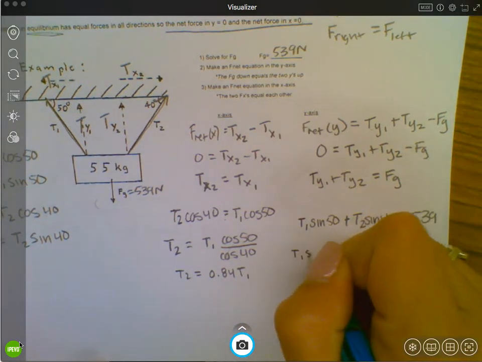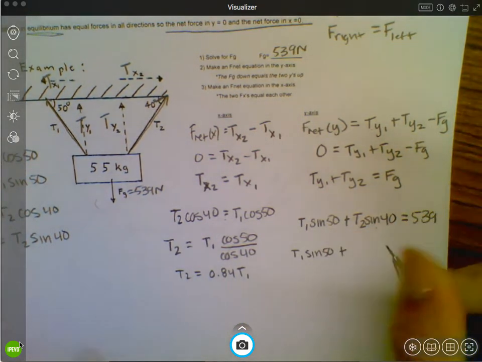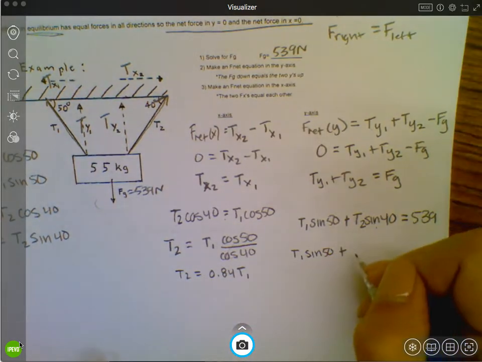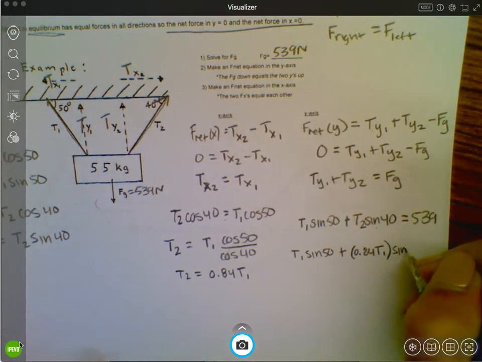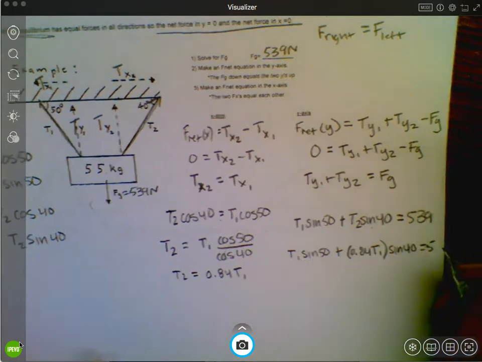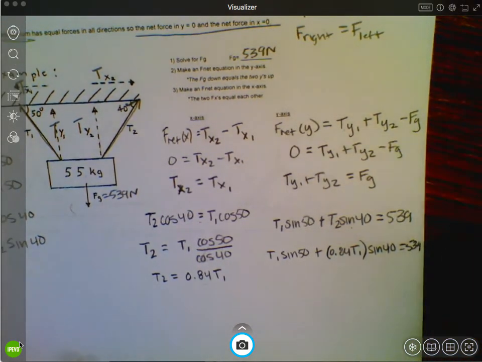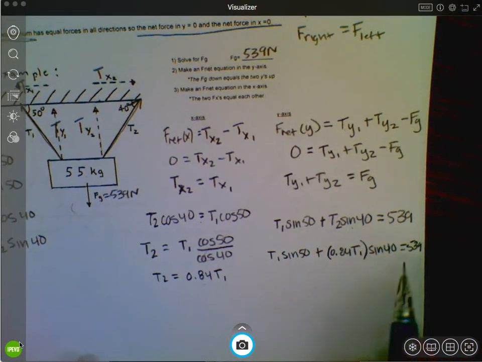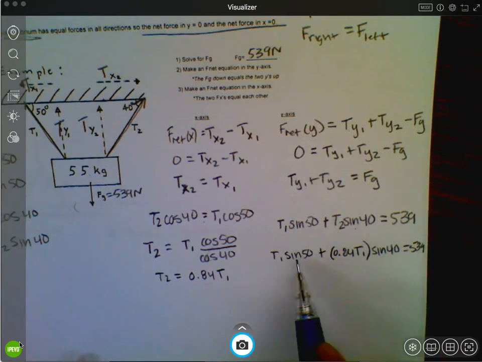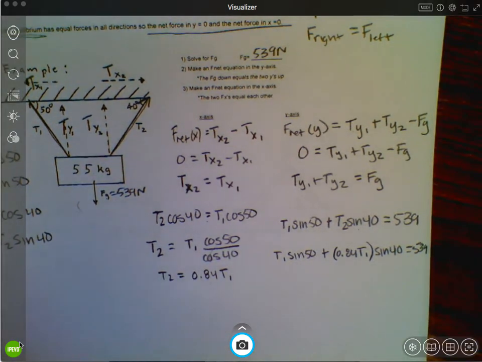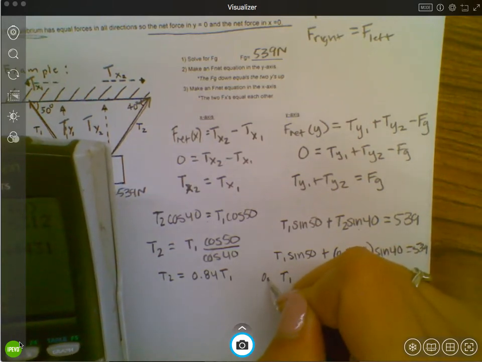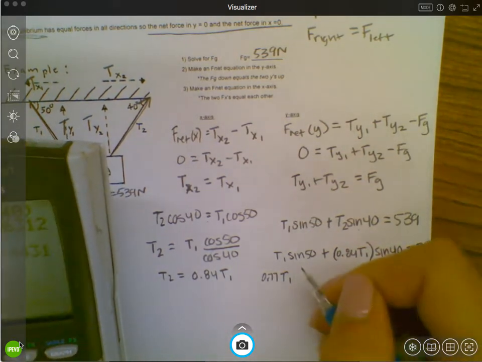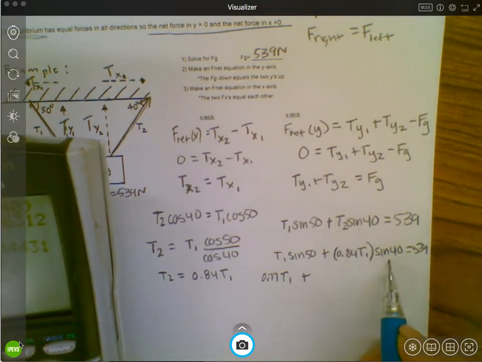Okay? Now I'm going to take that and sub it in for t2 over here. So I have t1 sine 50 plus t2, but t2 is not going to be t2. It's going to be 0.84 t1 sine 40. Don't forget that equals 539. Okay? Now I have one equation, one variable. So I'm going to actually solve what sine 50 is. So sine 50 is 0.77.